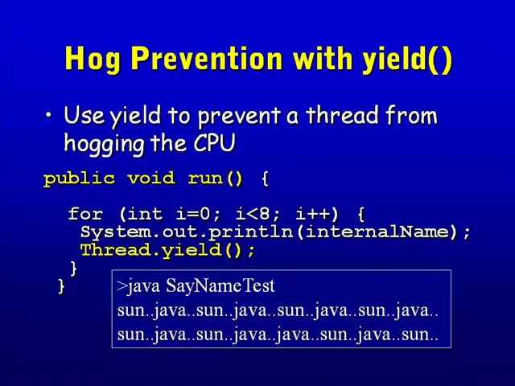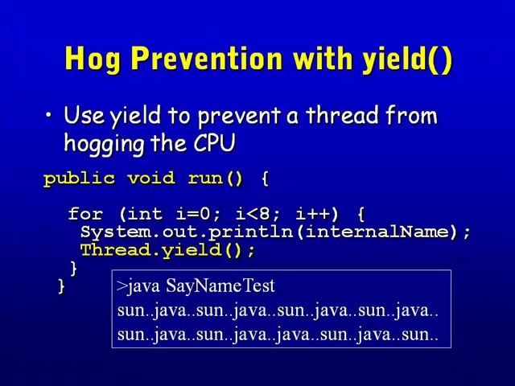There's no guarantee that another thread will get to run from the runnable pool, because the thread that just yielded is back in the runnable pool, and it's up to the operating system scheduler to pull a thread from the runnable pool and allocate it to the CPU.